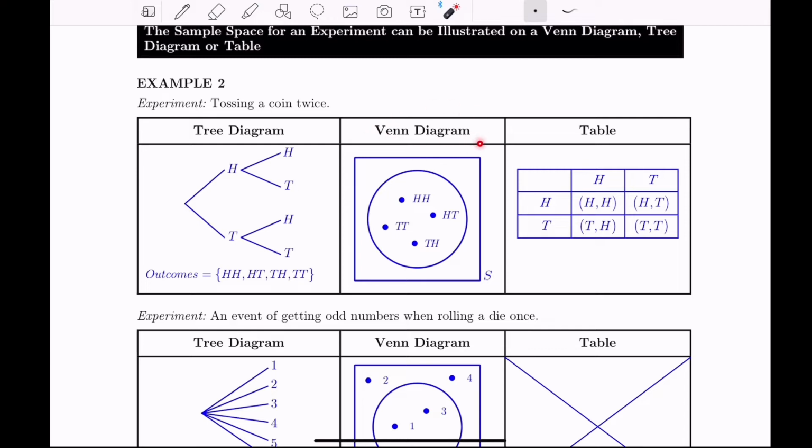So Venn diagram, what is a Venn diagram? We're going to put all our outcomes in a circle.